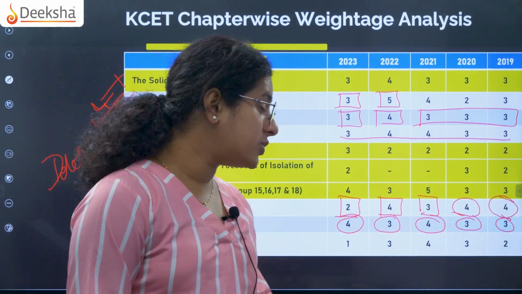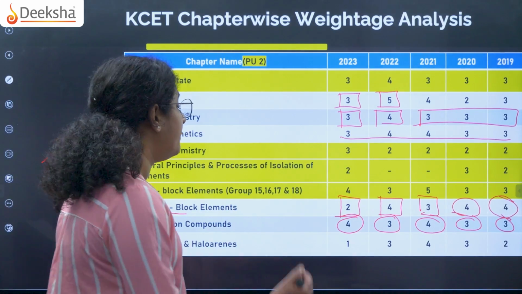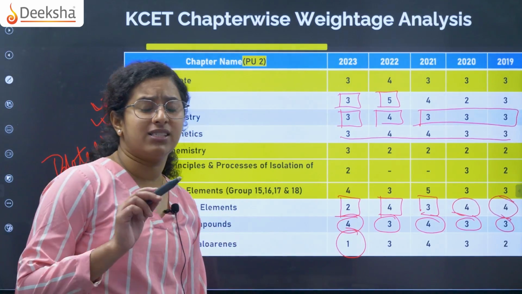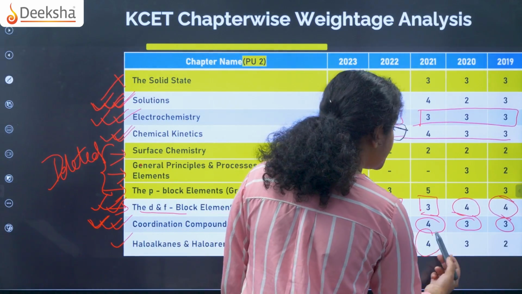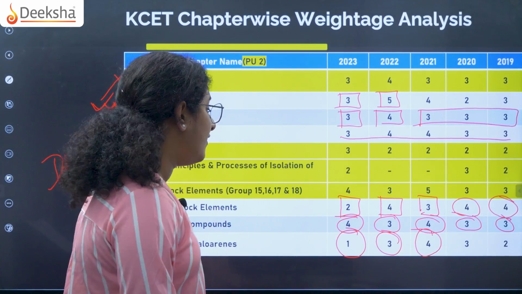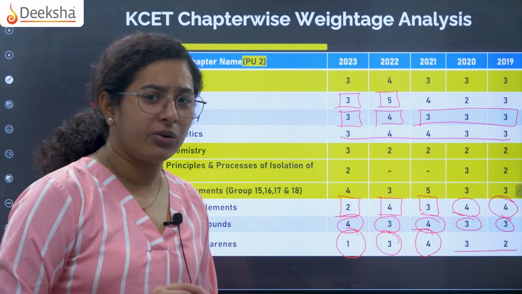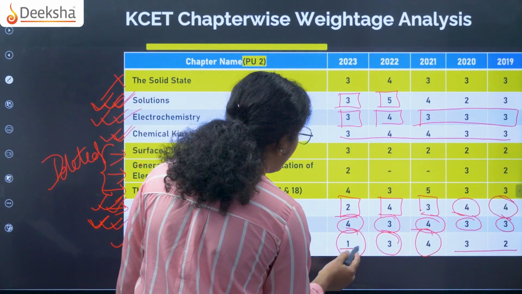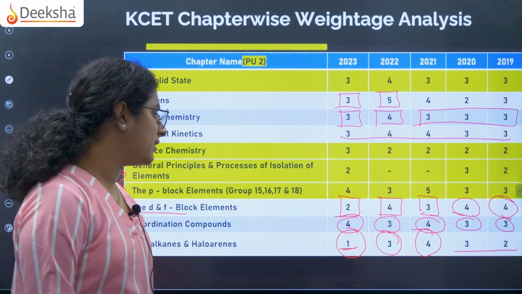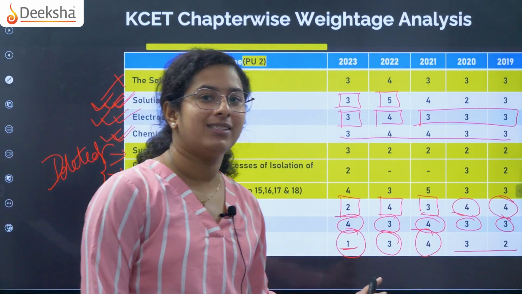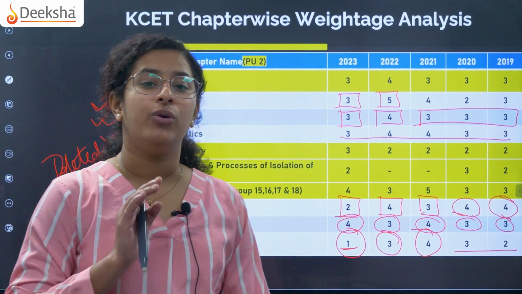And when it comes to your organic chemistry, haloalkanes and haloarenes, last year they have only asked one question. 2022 3 questions, 2021 they have asked 4 questions, which means you can expect 2 to 4 questions from this particular chapter, but last year they have asked only one question. So this is a could-do chapter. But if you can expect 4 questions, then it's a must-do chapter. So you can do this chapter if you have time.